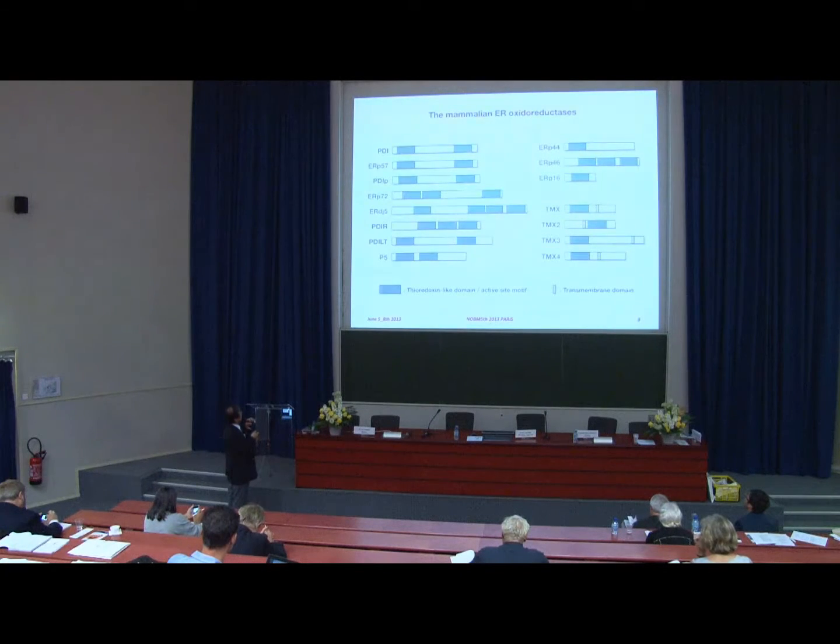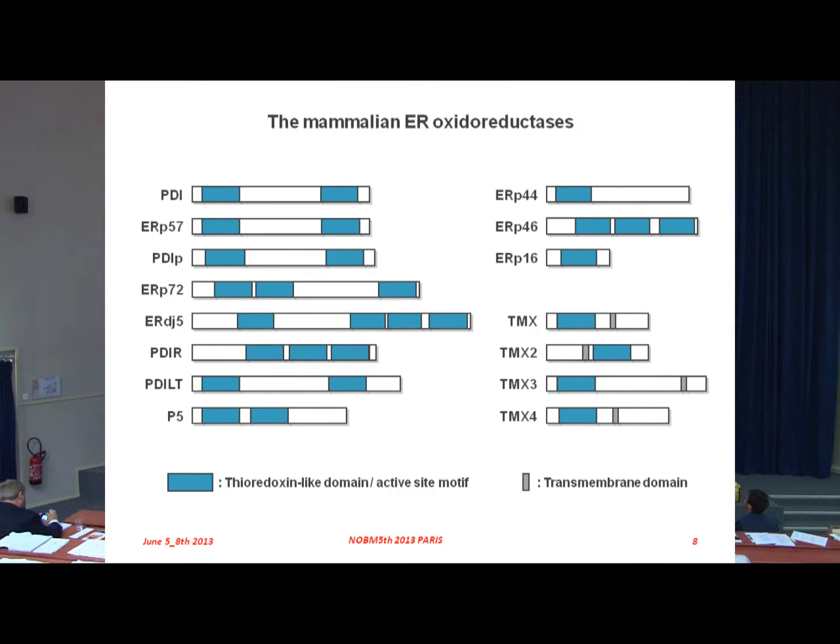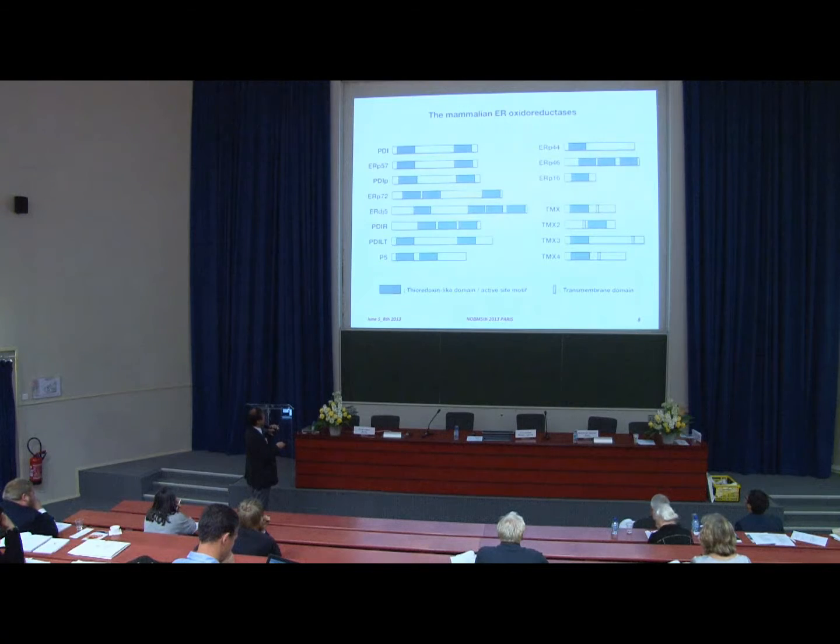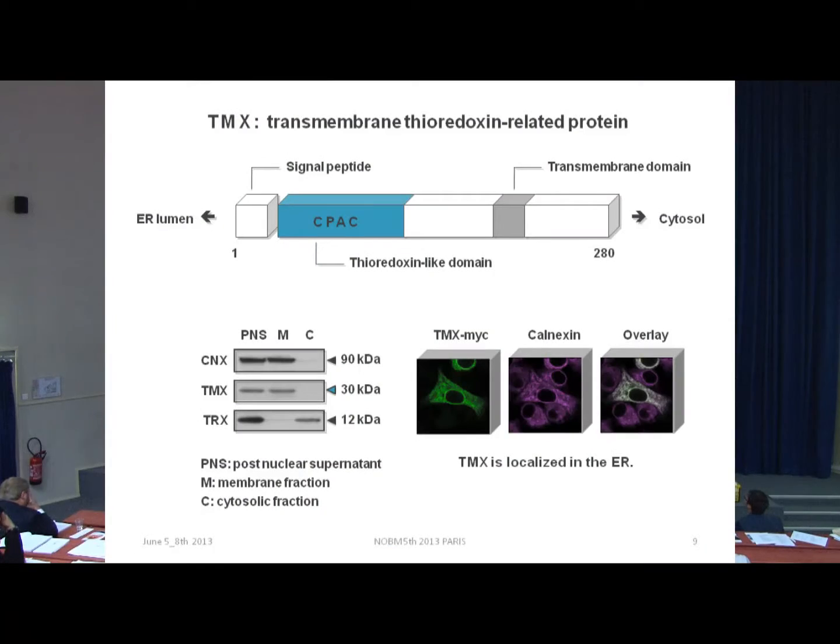This is a cartoon of the variety of thioredoxin family members, thioredoxin 1 and TMX families. This is somehow unique as compared with other thioredoxin family members. These dithiols are present in essentially all the molecules. And in the case of TMX, you have this transmembrane area compared with other cytosolic types. Here, he found that the thioredoxin-like domain is here, and the transmembrane domain here, and TMX is associated with calnexin, as shown here, and localized in the ER.